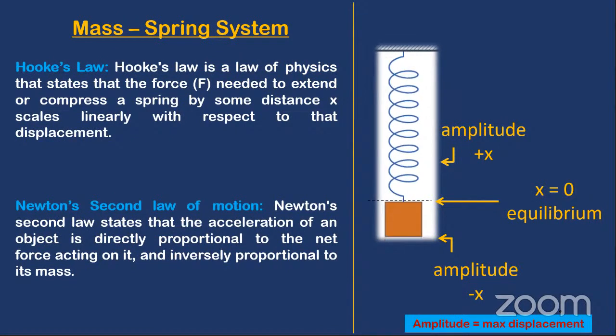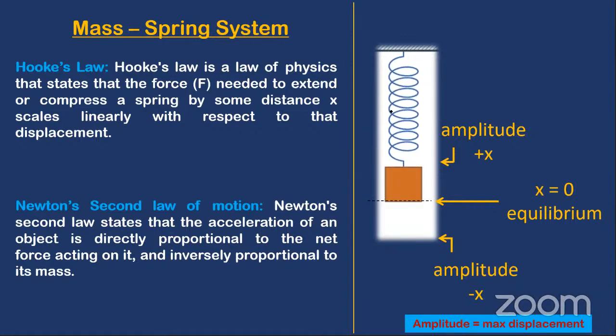There is no damping involved. Simply a mass and a spring, right? As you can see here, we have considered only a particular spring. One end of the spring is attached to a fixed wall, and the other end of the spring is attached with a mass.